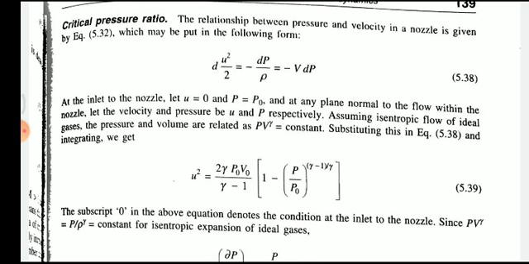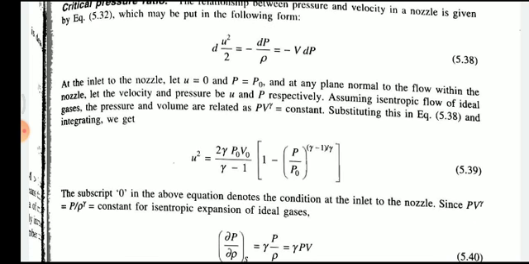At the inlet to the nozzle, let u equal 0 and p equal p0. That is the starting point, where the velocity is 0 because the process has not yet started. At any place normal to the flow within the nozzle, let the velocity and pressure be u and p respectively. So from the zero condition to any normal plane, the velocity and pressure are taken as u and p.